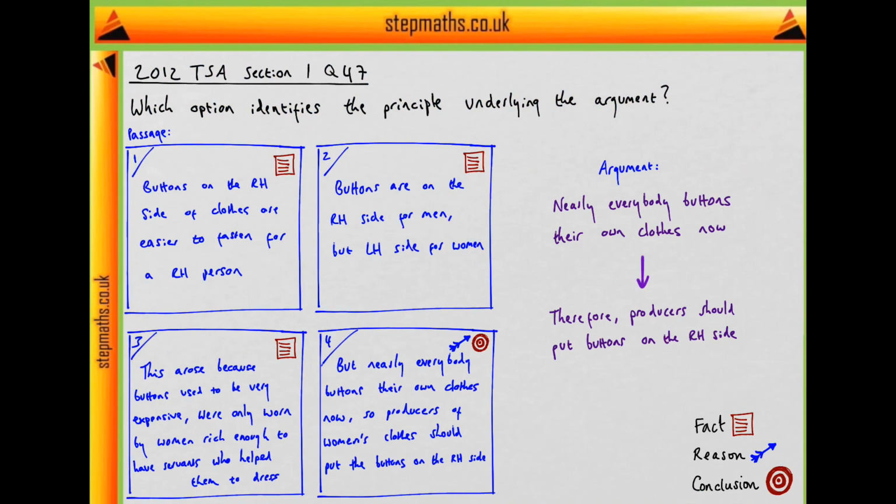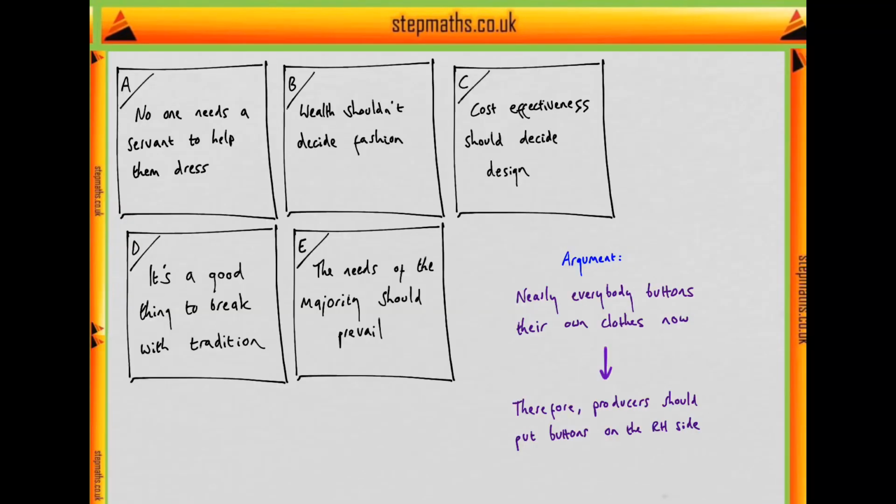Now, the principle underlying this argument may not be clear to you at this point, and that's okay. It's not that clear to me. But that's fine. We have a clear grip on the argument now, so we can go into looking at the options, and hopefully we'll notice a plausible candidate for the principle that underlies this argument. So here we have our 5 options, and here we have our argument.